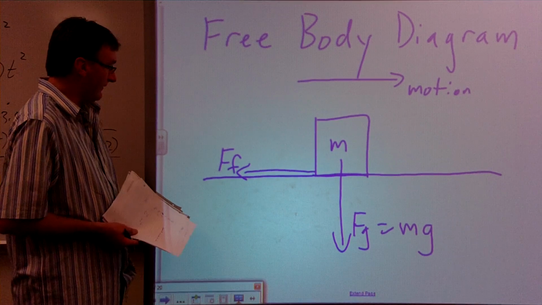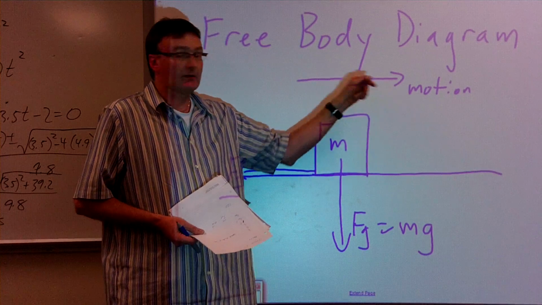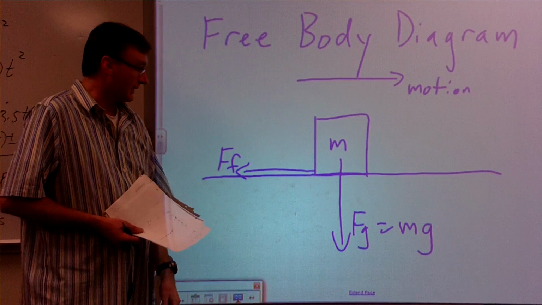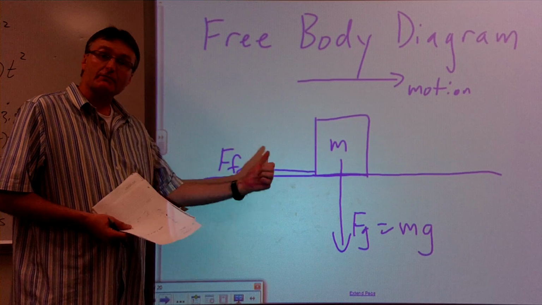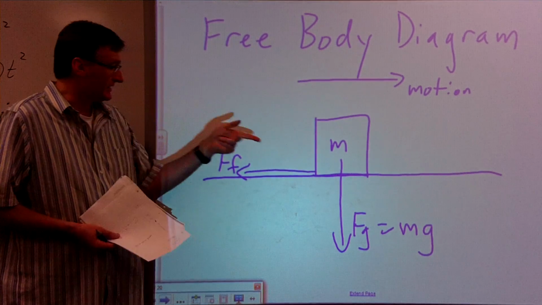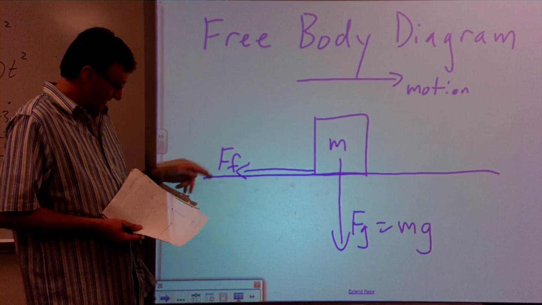Then we have force of friction. You also want to put on your diagram the direction that the object is moving. So just put the direction of motion on there. And then your friction force will be in the opposite direction. So if an object is moving that way, then obviously the friction force will be in the opposite direction. So that's a friction force.